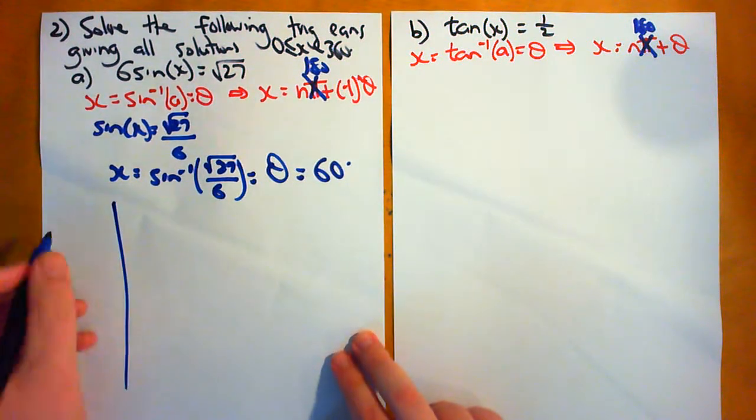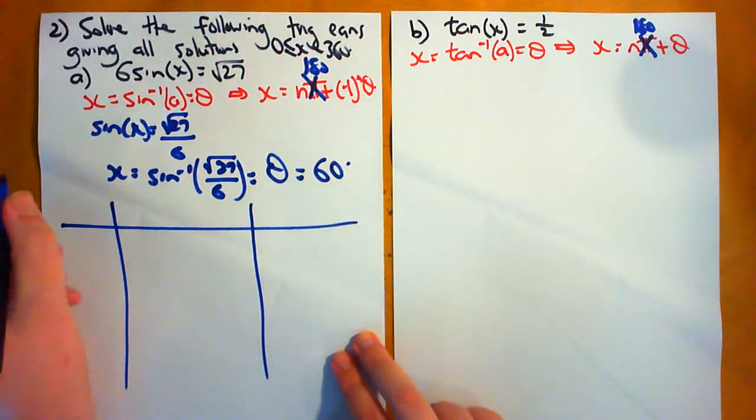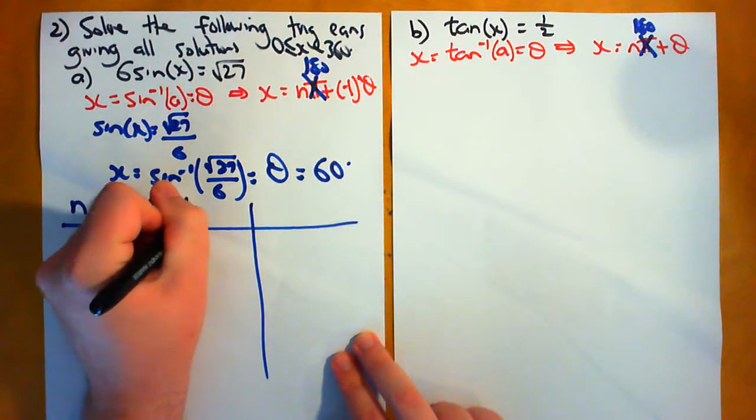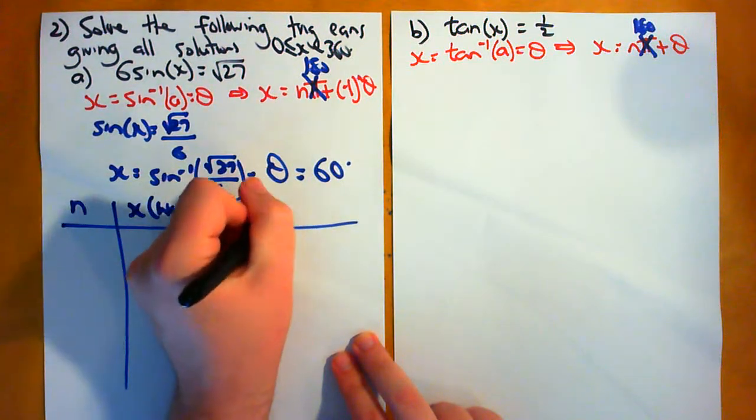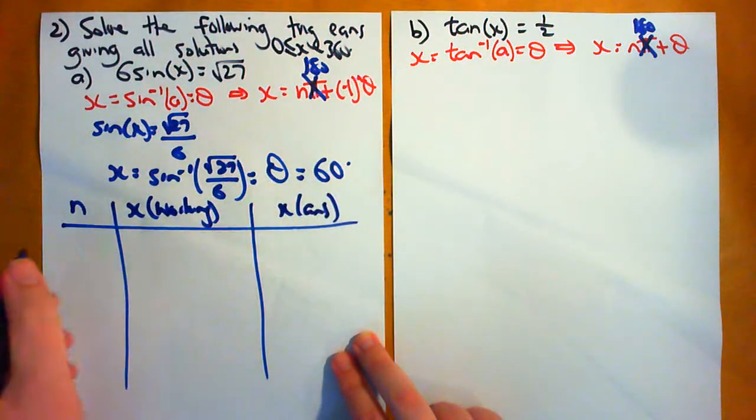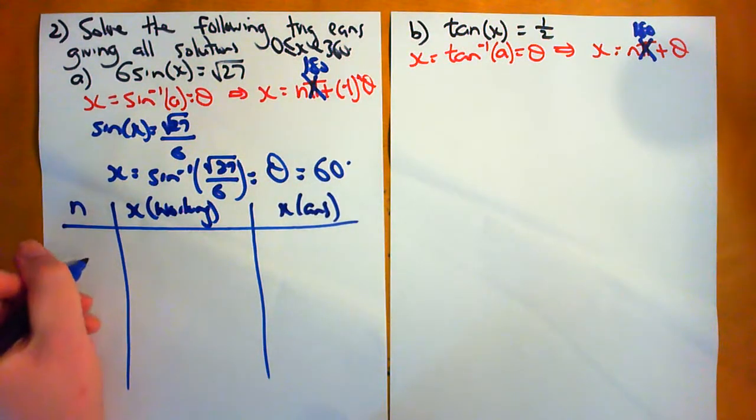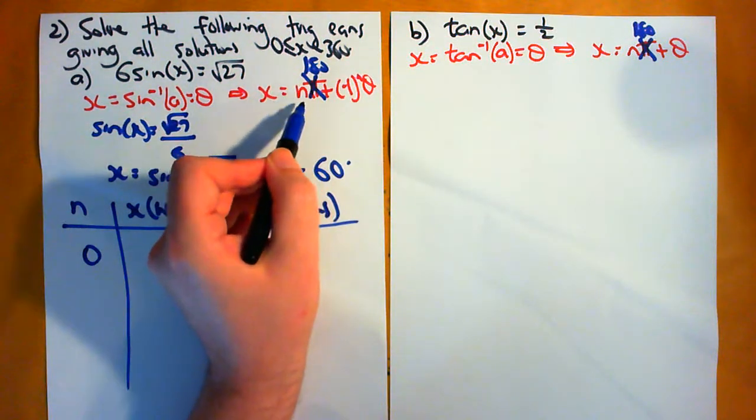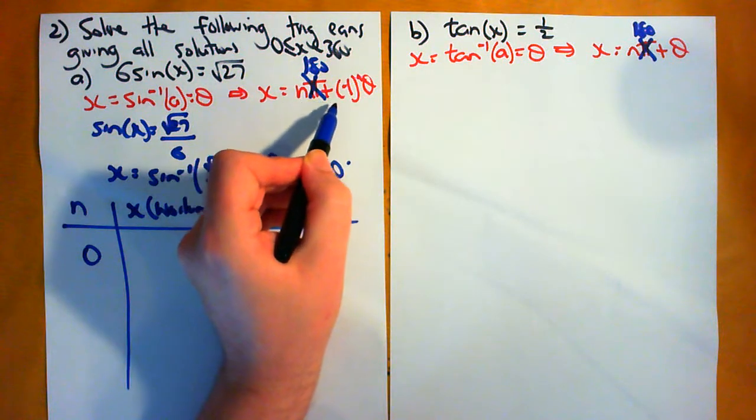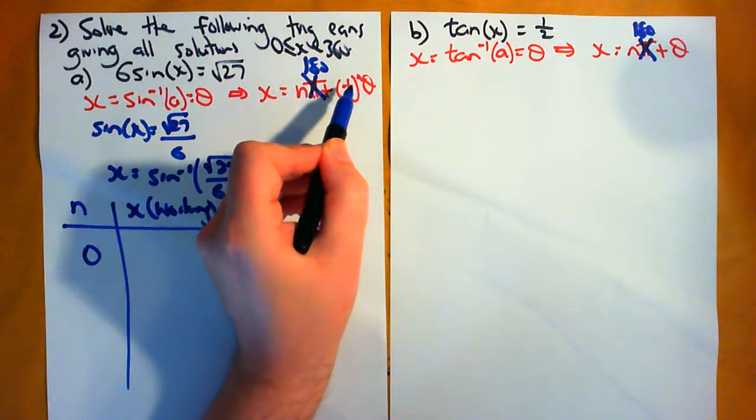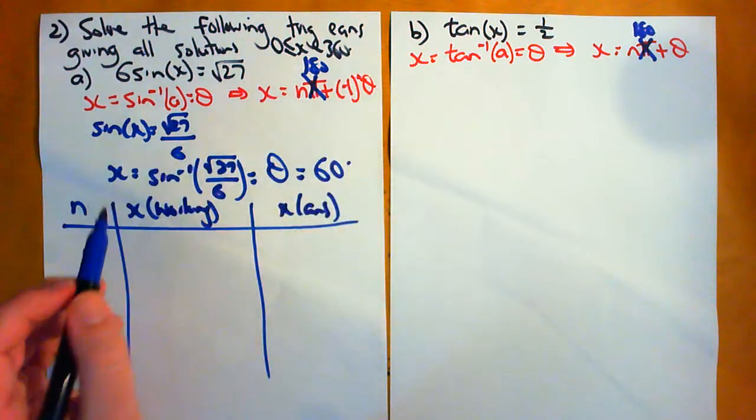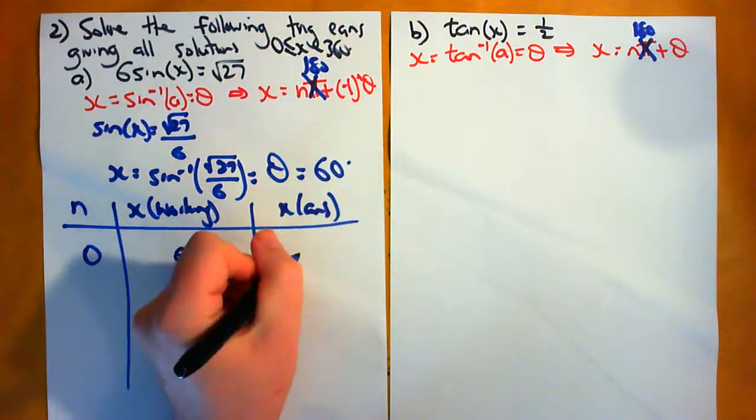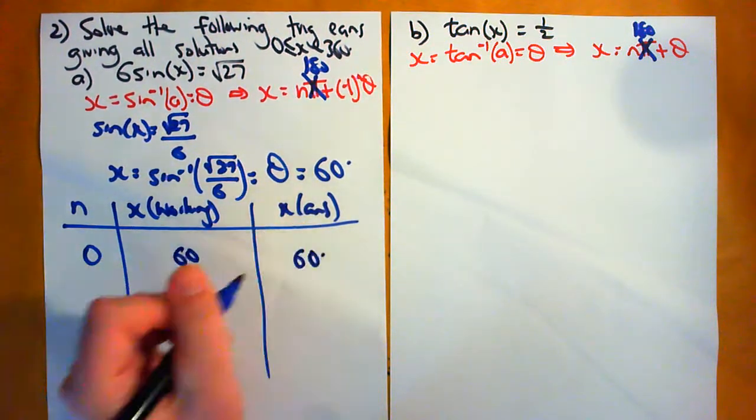So we only need, as we said, 3 columns. So we need a column for n, we need a column for x with working, and we need a column for x with the answer. Okay, so for n equals 0, if we put n equals 0 into this thing, we'll get 180 times 0, which is 0, plus negative 1 to the n, which is negative 1 to the 0, which is 1, times theta, which is going to be 60. So we get a first answer of 60 degrees.